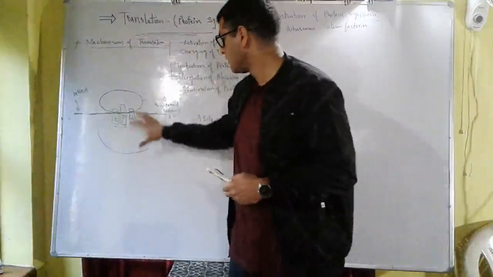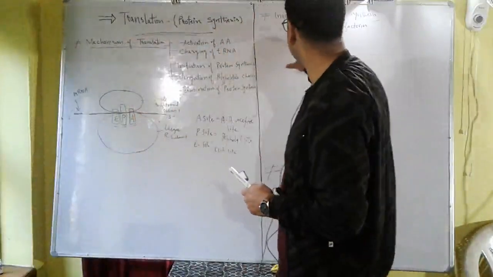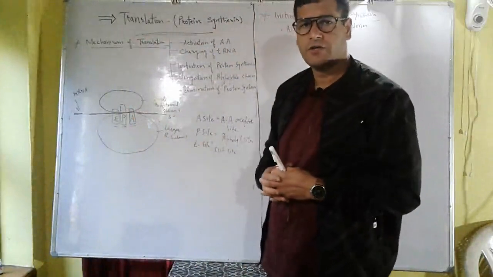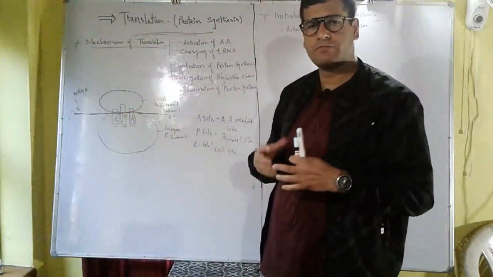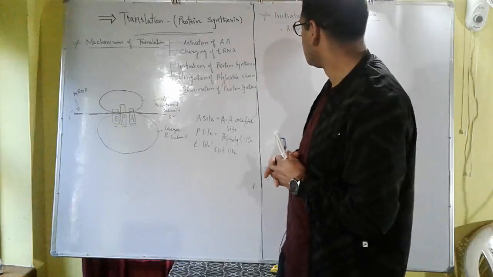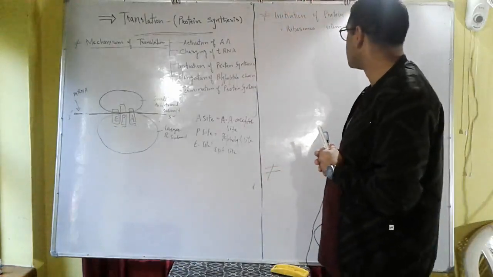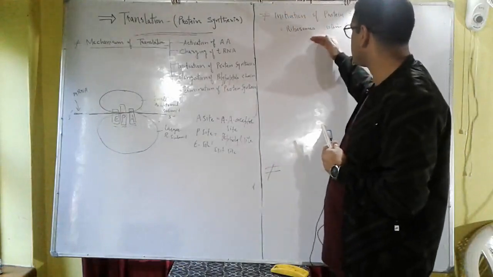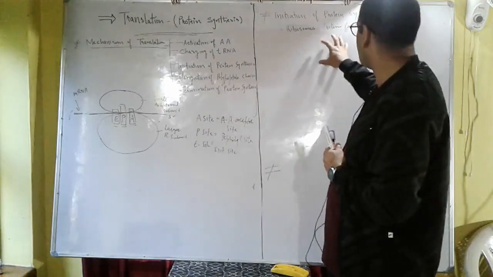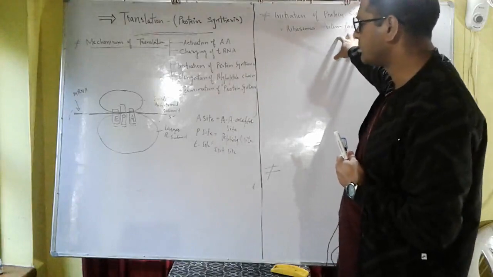We are discussing the ribosomes. Ribosomes are simply the protein factories. Here we are discussing initiation of protein synthesis. This protein synthesis occurs on the ribosomes, and these ribosomes are simply the protein factories.